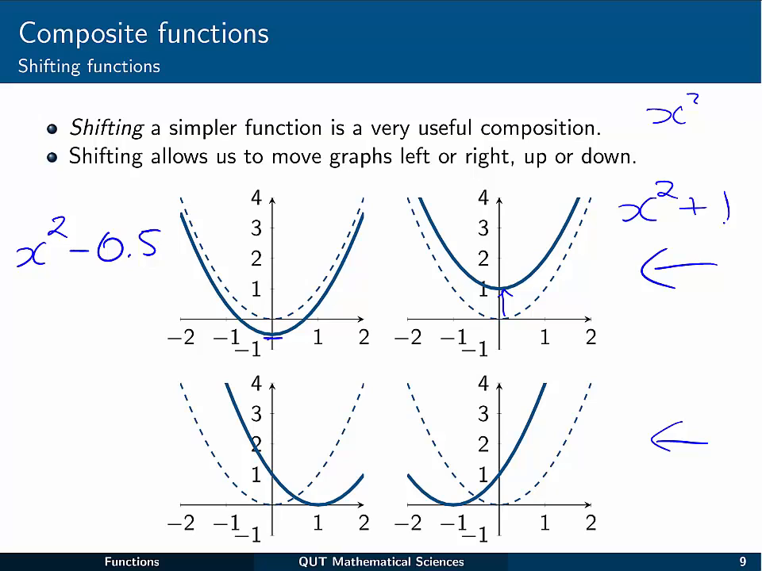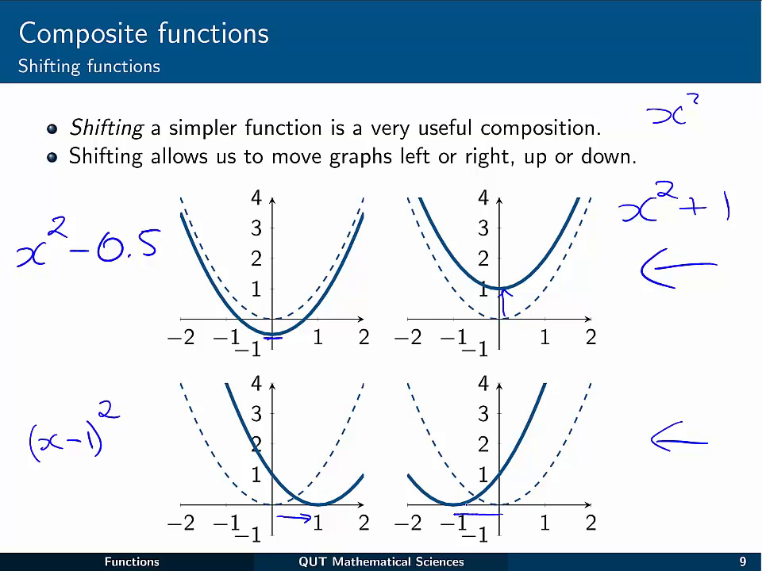Moving left or right is slightly harder, but not really much. See here in the bottom left figure, we've moved from the dotted line across to the right by 1 unit, and all we do is change all of our x's to x minus 1s. So x minus however many you're moving to the right. So instead of x squared, it's x minus 1 squared.